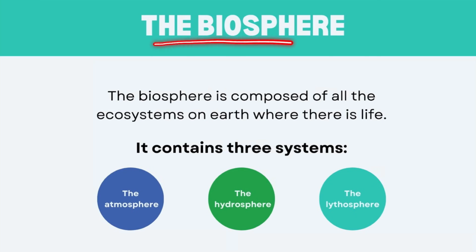Actually, we are living in the biosphere. The biosphere means the sphere which contains life. The biosphere is composed of all the ecosystems on Earth where there is life. And this biosphere is divided into three further spheres, called the atmosphere, the hydrosphere, and the lithosphere. The air surrounding us is part of the atmosphere. The water bodies contained on Earth make up the hydrosphere, whereas the solid dry surface makes the lithosphere.